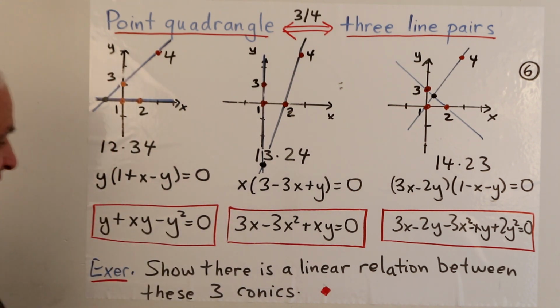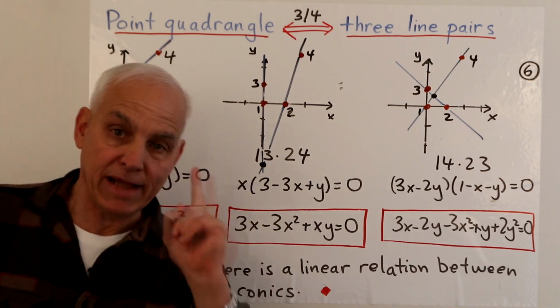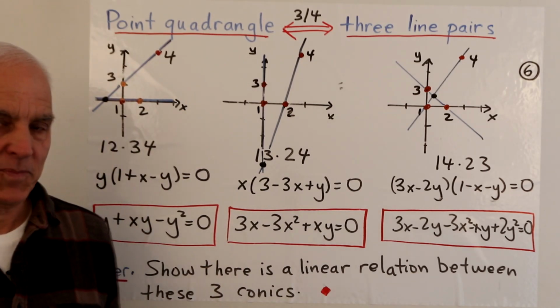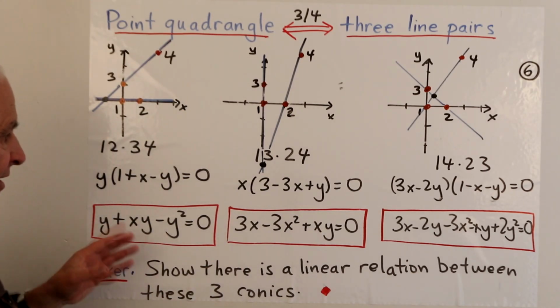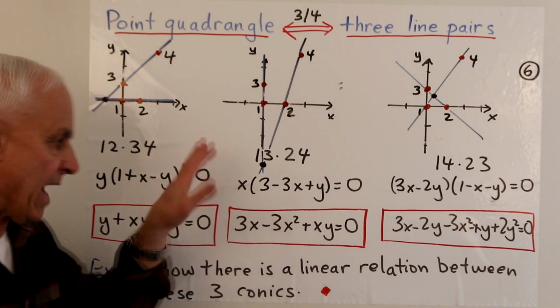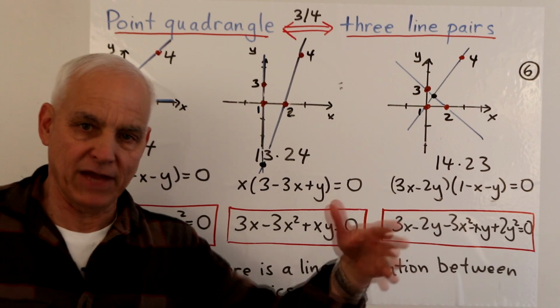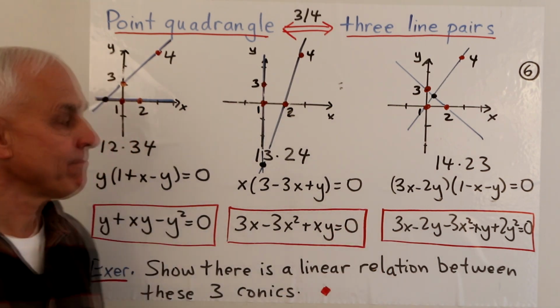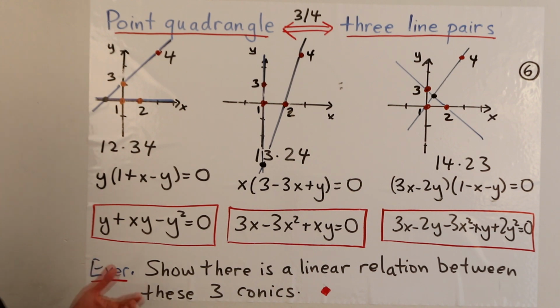Okay, as a bit of an exercise for you, especially if you have a little bit more algebraic facility, show that there is actually a linear relation between these 3 conics. What does that mean? It means that maybe if I take this equation and I take this equation and I add twice that equation, then I'm going to get 0. Something like that. Okay. All right, so that's great.